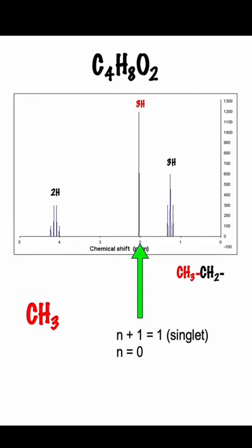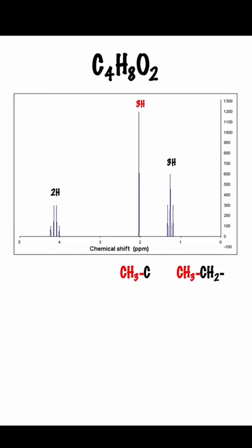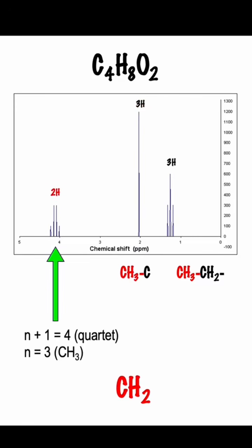So this is also a CH3 group. We can see it's a singlet, so n plus 1 equals 1 because it's a singlet. 1 minus 1 is 0. So this CH3 has a carbon with no hydrogens next door. Let's go to the last peak right here.